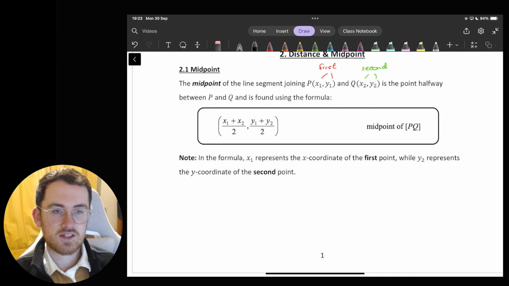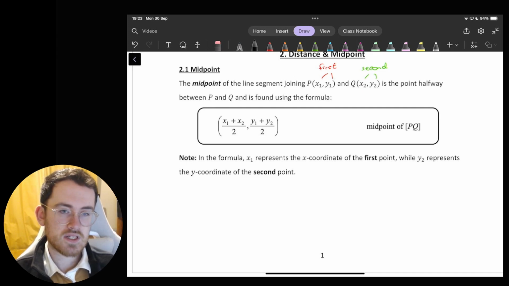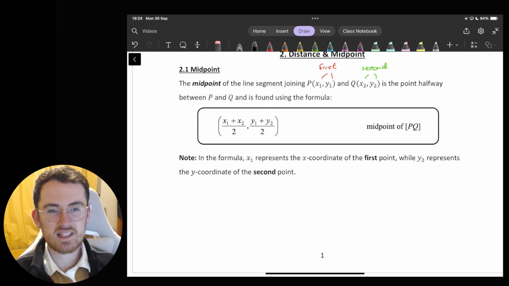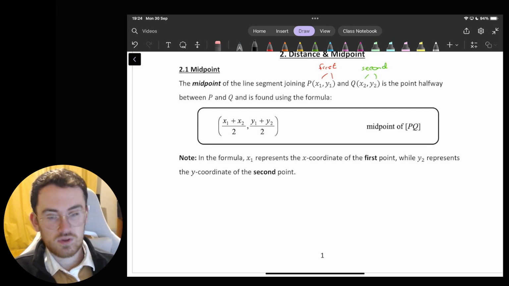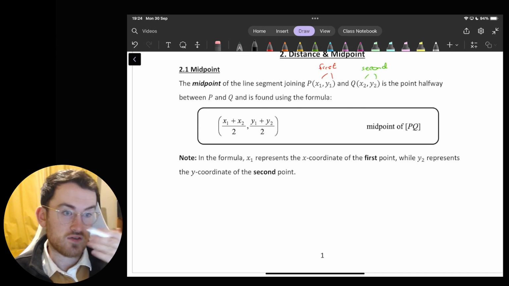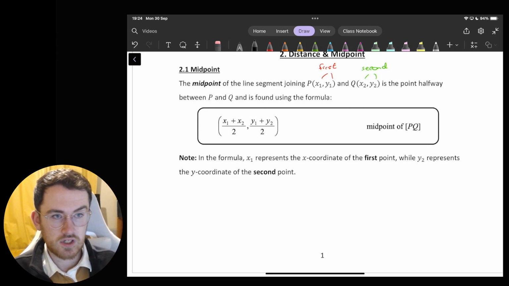If I apply that then to my formula, it's x1 plus x2 over 2, y1 plus y2 over 2. So it's basically nearly that idea of an average, nearly the average x value and the average y value, or the mean x value, the mean y value. And just a note there really of what I was saying about x1, just the first coordinate, the x coordinate of the first point, y2, the y coordinate of the second point.